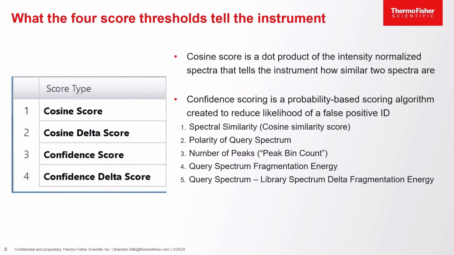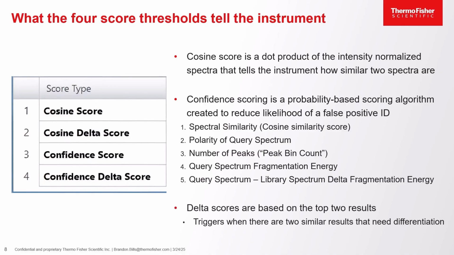At the bottom, in slots 2 and 4, are the delta scores. What this means is it checks the top result and the second result and calculates the difference between them. You can use this to trigger additional scan behavior based on how close those two top results are. Say if you've got 2 things with nearly identical cosine scores or confidence scores, you know you might need additional scans or additional information to tell those apart. And these are the scores that allow you to trigger that.